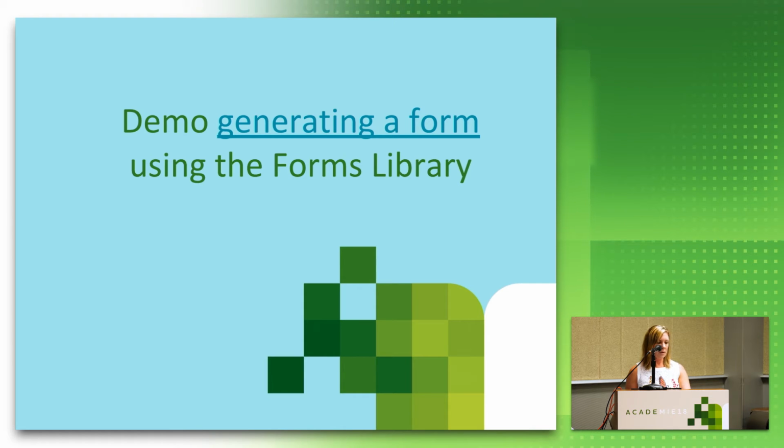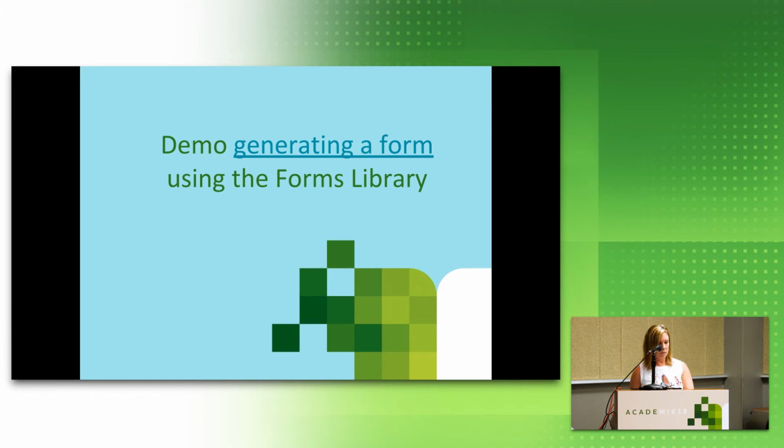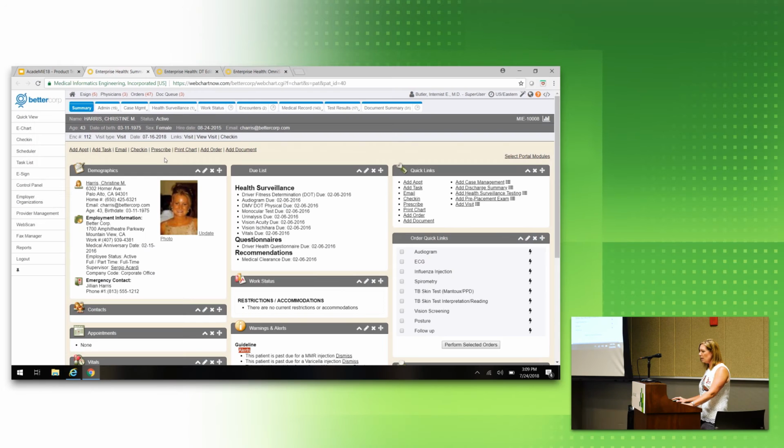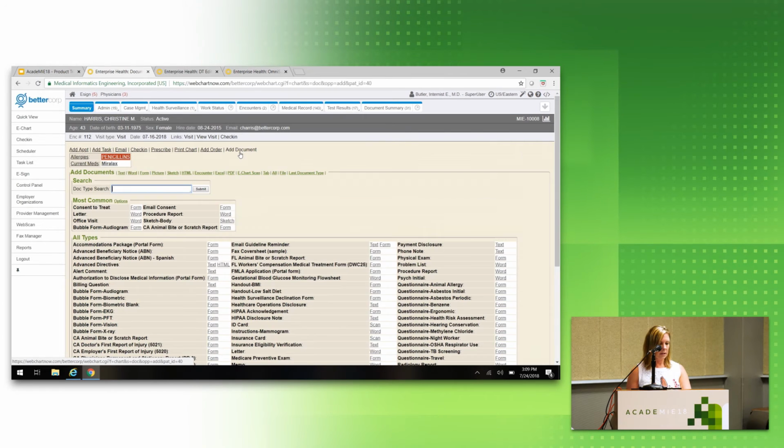I'm now going to demo how to access and print a form from the Forms library. Here, when I'm in a chart, I can go to the Add Document link found throughout the product to access our Forms library. And then I can select and find the consent to treat form that I know is in the system to be utilized. I can use a contain search.